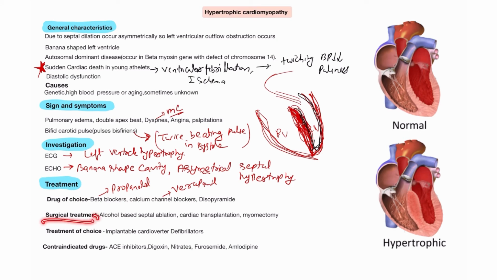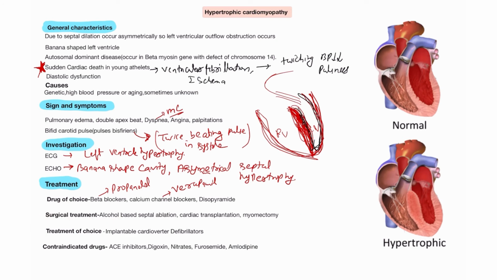If a patient wants surgical treatment, then we will give alcohol-based septal ablation, where absolute alcohol is given. Also cardiac transplantation if a donor is available, and also myomectomy in the hypertrophic cardiomyopathy patient if he wants surgical treatment.